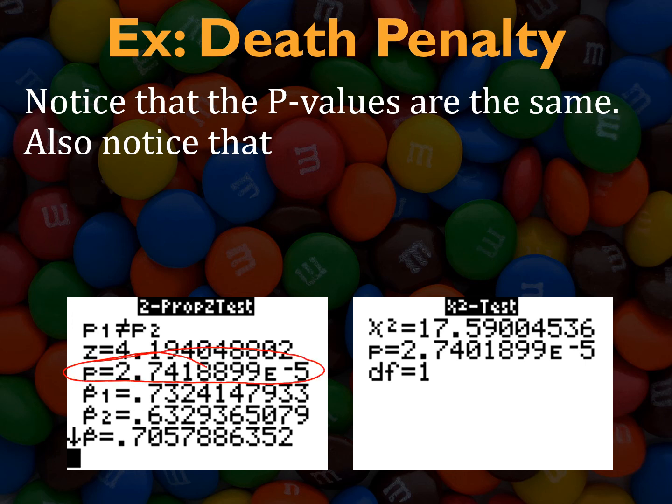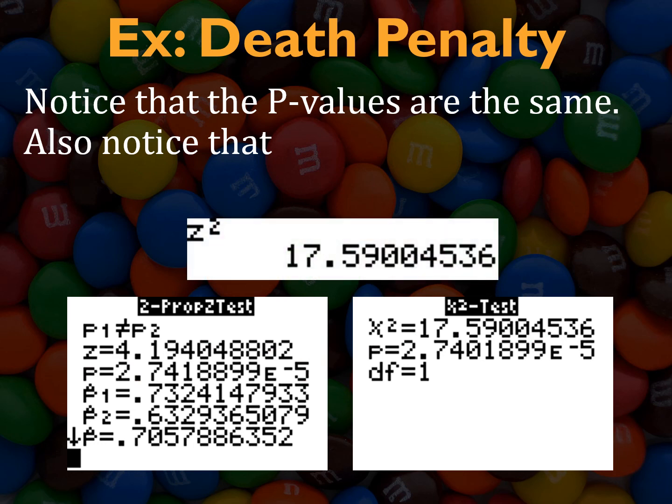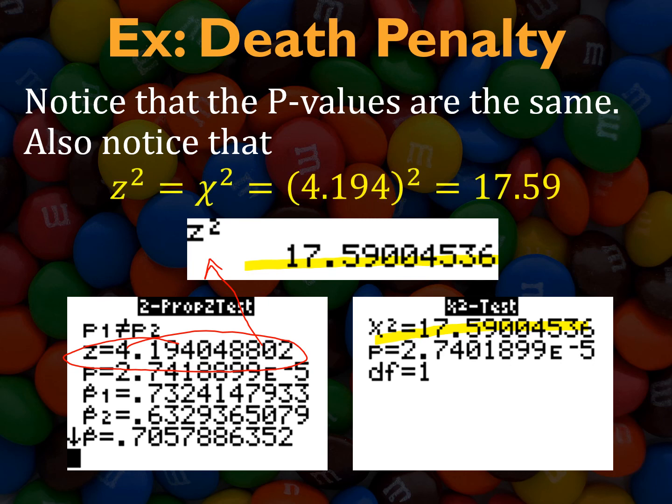2.74 times 10 to the negative fifth for the two prop test. 2.74 times 10 to the negative fifth for the chi-square test. I also want you to notice that if you take the z-statistic in the two prop z-test and square it, you get 17.59. And if you look at the chi-square, you get exactly 17.59. They are exactly the same. So if you take the z-statistic and square it, it equals the chi-square value. Isn't that nuts? Cool. That's it for section 13.2 and the chi-square test for association and independence.